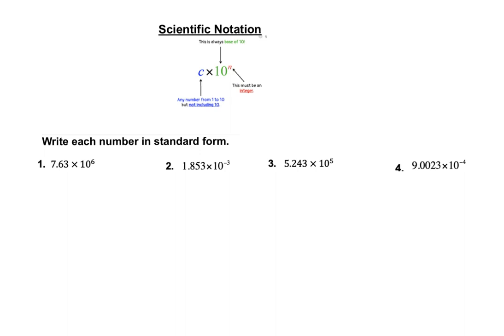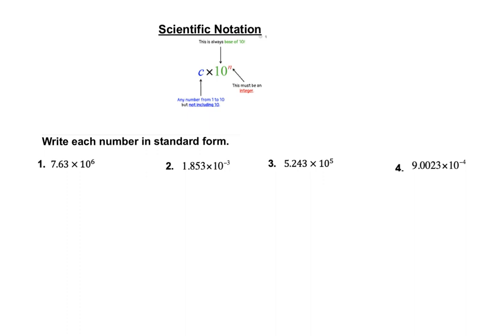Scientific notation is going to have the first number written where it's greater than or equal to 1, less than 10, and then it's always going to be times 10 to the nth power, which could be a positive or negative integer. So notice all of these are written in scientific notation where the first number is greater than or equal to 1, less than 10, and then we have times 10 to the something power.